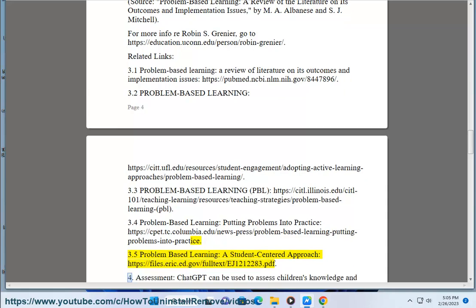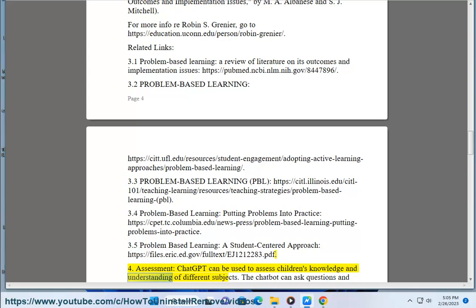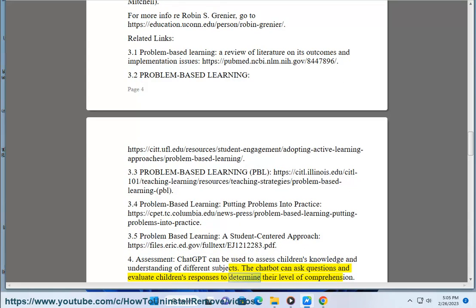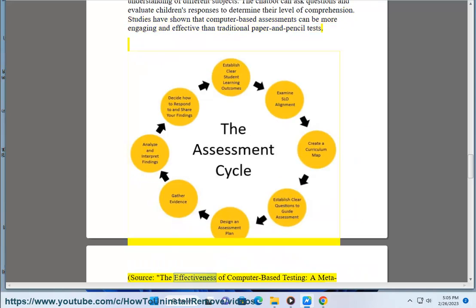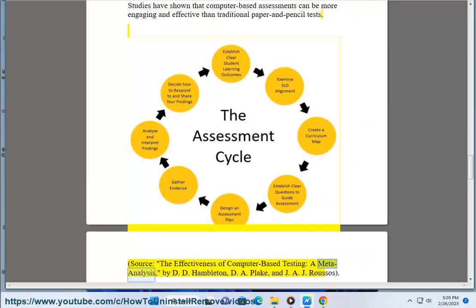4. Assessment. ChatGPT can be used to assess children's knowledge and understanding of different subjects. The chatbot can ask questions and evaluate children's responses to determine their level of comprehension. Studies have shown that computer-based assessments can be more engaging and effective than traditional paper and pencil tests. Source: The Effectiveness of Computer-Based Testing, a meta-analysis, by D.D.